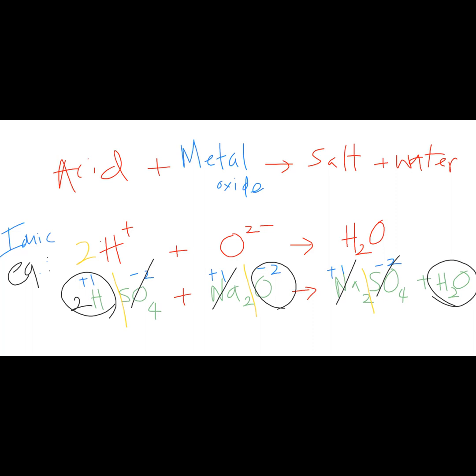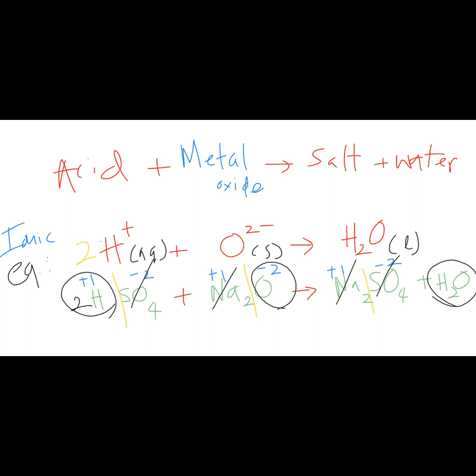If you write the state symbol here, hydrogen ion is aqueous, always coming from acid. So our acids are aqueous, mostly, unless you specify them as solids. This is a solid substance, an oxide. Metal oxides are solids at room temperature. Water is a liquid. That's it.